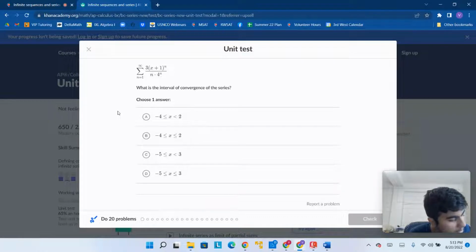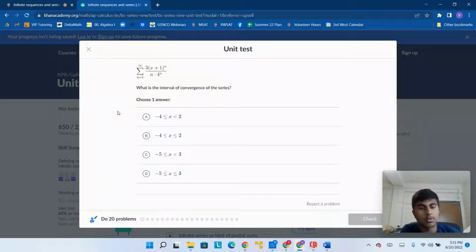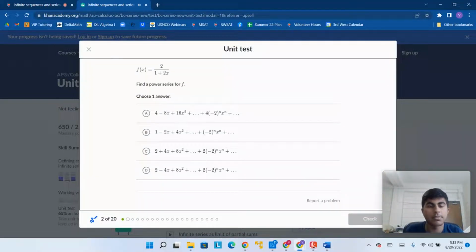It's going to be negative 5 less than or equal to x. 3 doesn't work, so it's just going to be less than 3. So it's going to be like this. Negative 5 is less than or equal to x is less than 3, and our answer will then be C. And we can keep going to the next question.